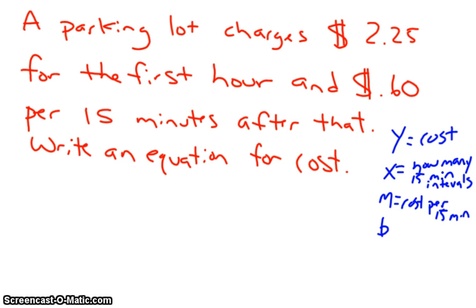And my B. B is my starting point. It's what I paid at the beginning. I paid $2.25, and that's your up front. So that's your $2.25, that's your beginning cost. So let's go ahead and write an equation here.